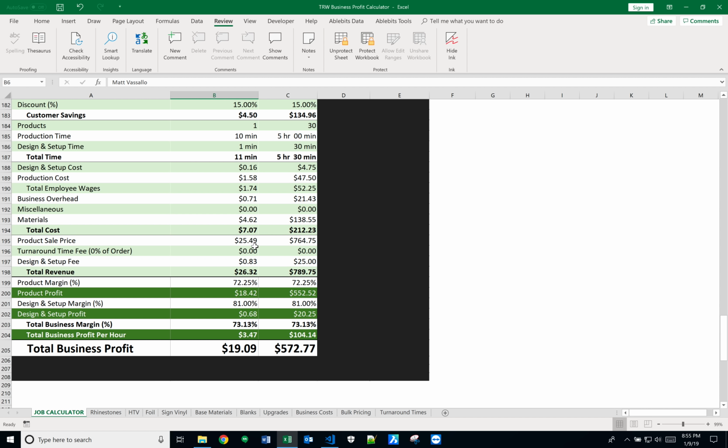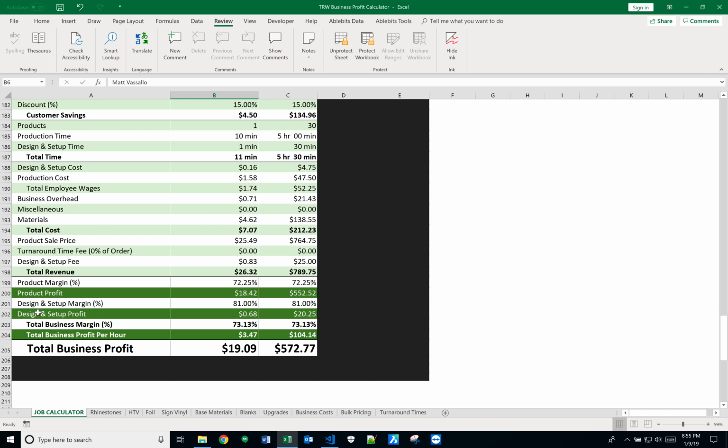Then we have our product sale price. That ended up being $25.49. That's how much we're actually charging the customer, right, in the end. Turnaround fee, there was none. We're doing it standard time. Setup fee, this is what we charged for it. So this is what you took in. Your total revenue that you ended up taking in the end was $789.75. Okay, that's what you're taking in for this job.